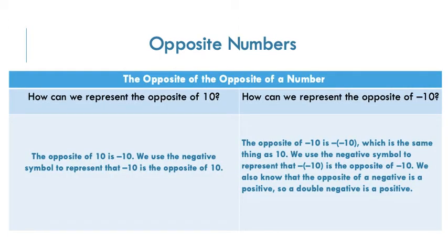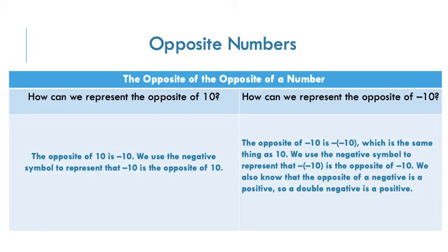So the opposite of a number. So how can we represent the opposite of 10? So the opposite of 10 is negative 10. We use the negative symbol to represent that negative 10 is the opposite of 10.